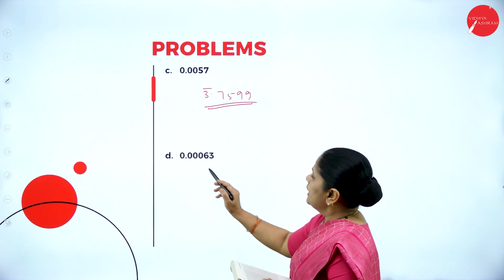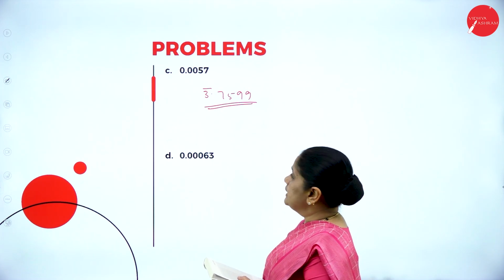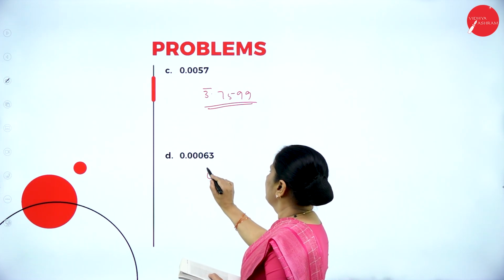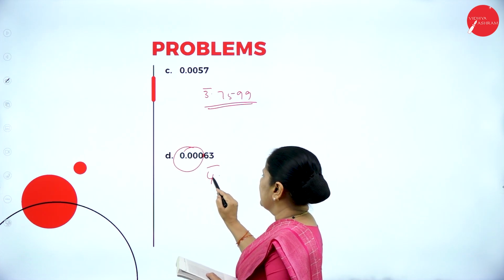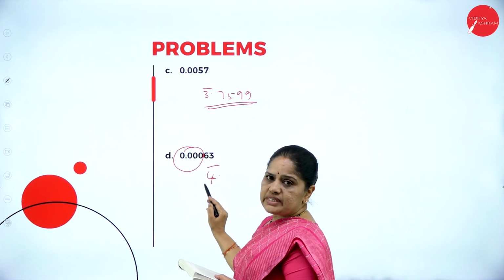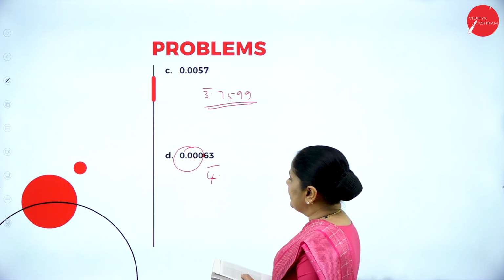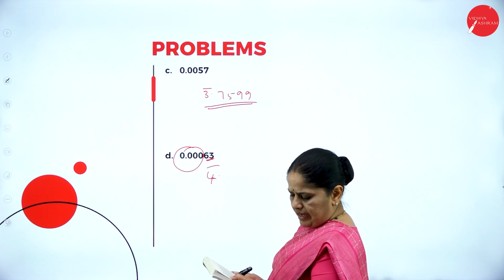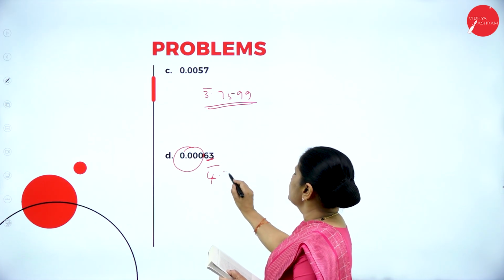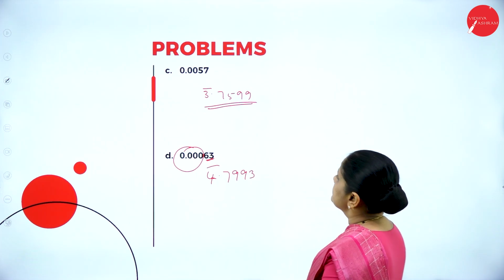Then here you can see 1, 2, 3 zeros. So 3 plus 1, 4 bar point. So whenever there are more zeros, we count the number of zeros, add 1, and put a minus sign above that. So we call it 4 bar. Then we write the value of 63. So the value of 63 corresponds to 7993. That is the answer.